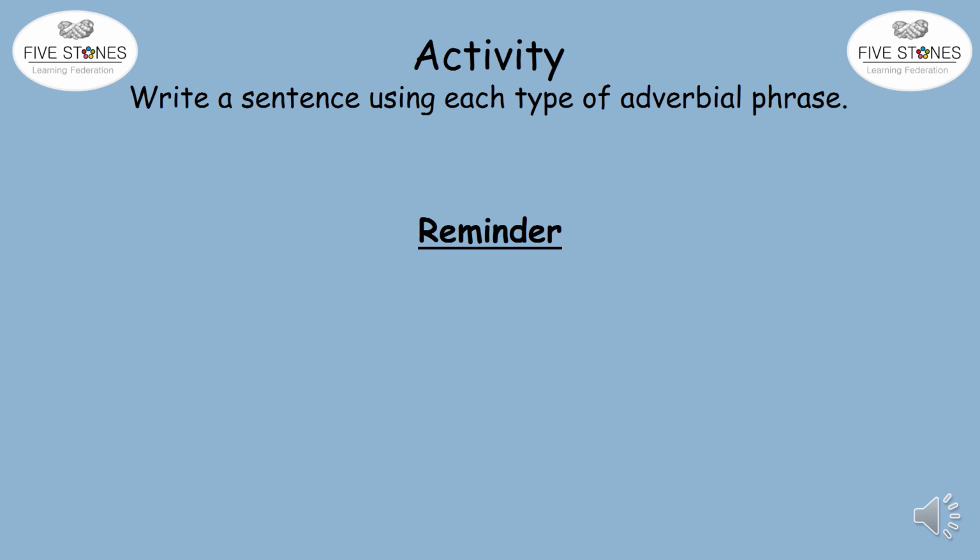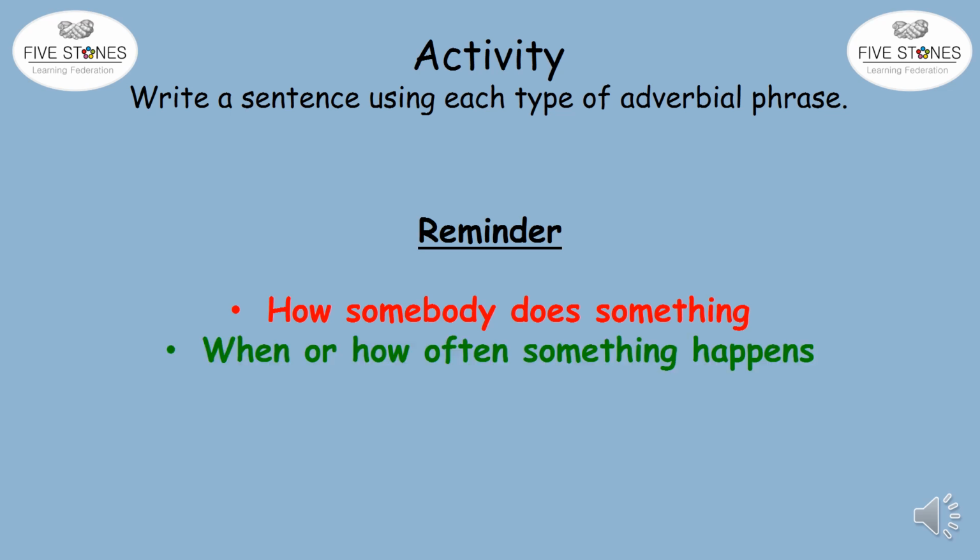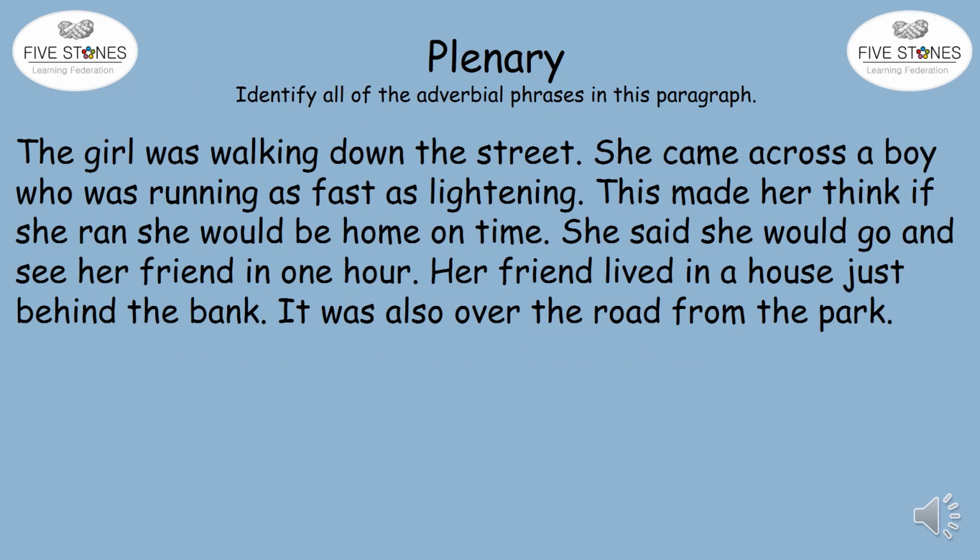Right, so the final activity is you are going to write some of your own sentences using each of the types of adverbials. So just a quick reminder, they are how somebody does something, when or how often something happens, and where something happens, okay? Finally, I've written a paragraph and we are going to try and identify all of the adverbial phrases in the paragraph. So you can write this paragraph out and you can underline them, okay?